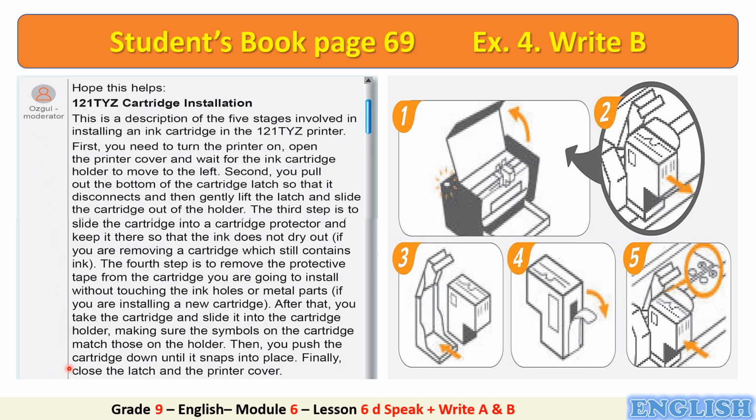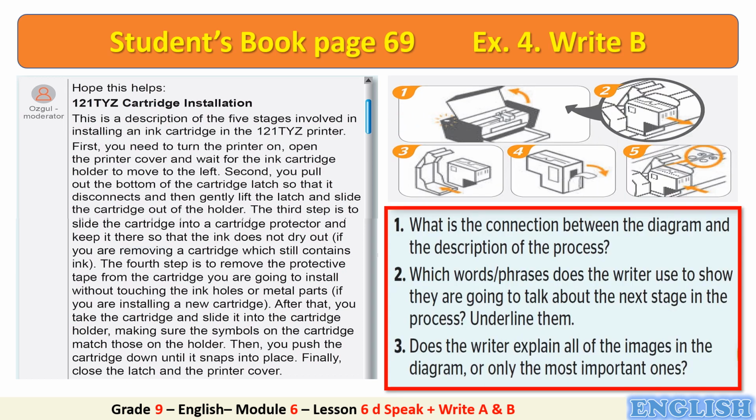This is the description of the process, and this is the diagram. The diagram consists of 5 pictures. Here are the questions that we are going to answer. Number 1. What is the connection between the diagram and the description of the process? Number 2. Which words or phrases does the writer use to show they are going to talk about the next stage in the process? Underline them. Number 3. Does the writer explain all of the images in the diagram or only the most important ones?